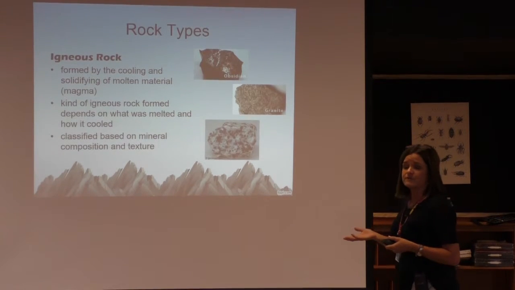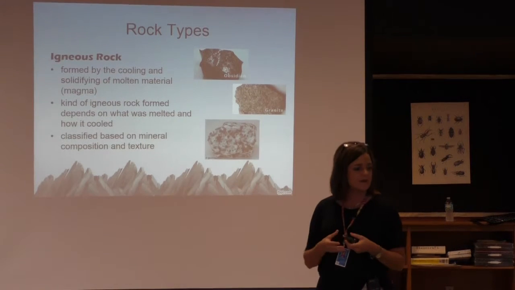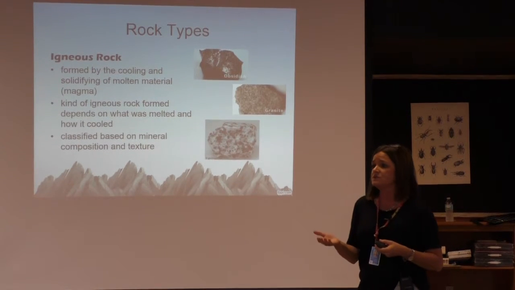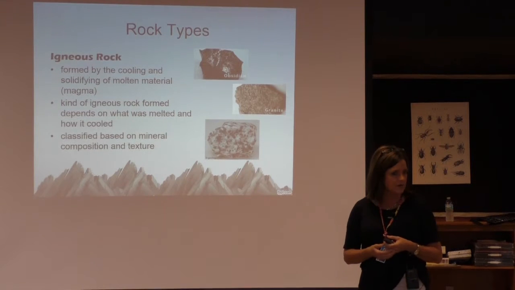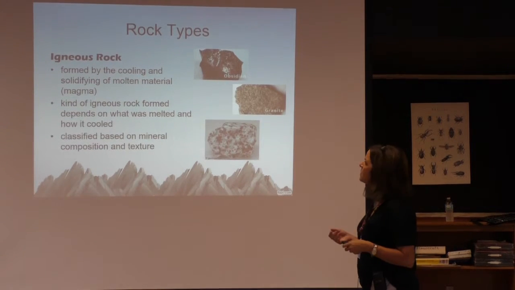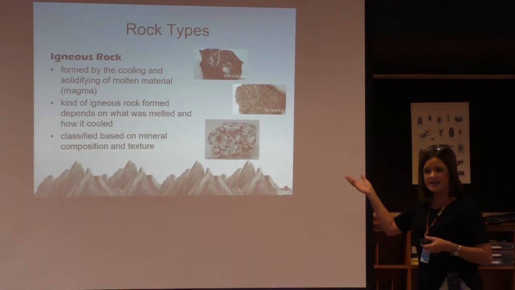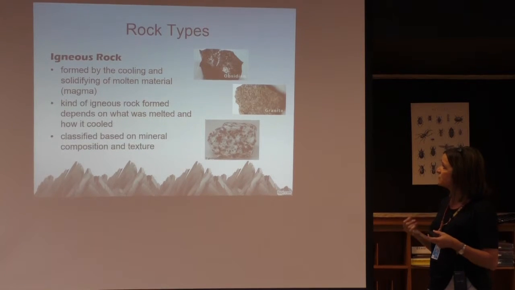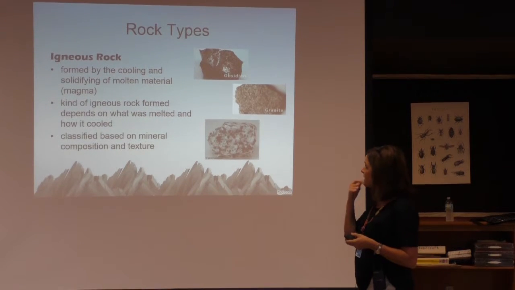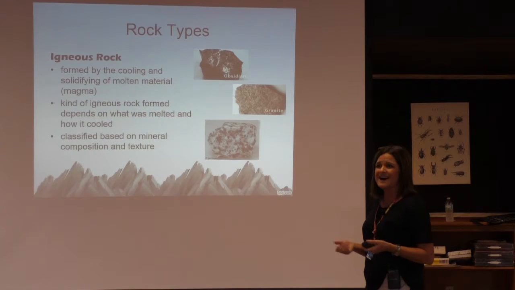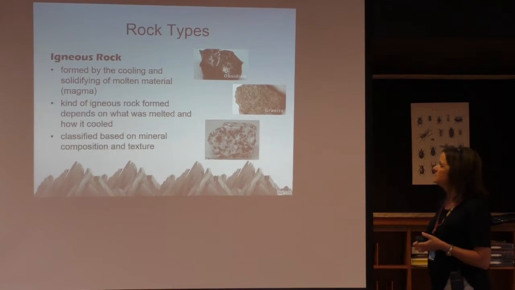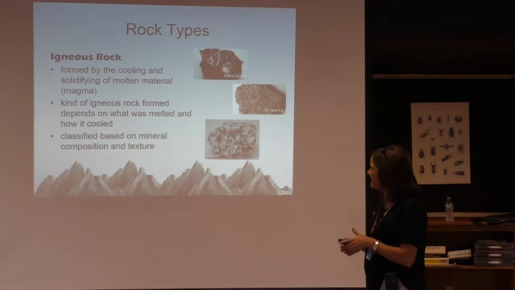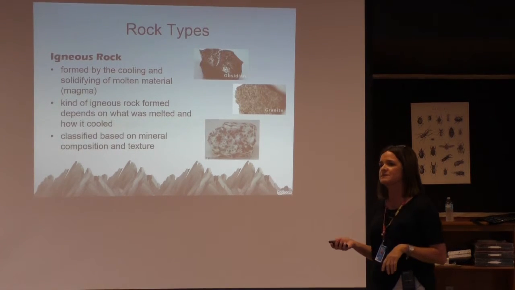Now, we're going to review the different rock types just real quick because the rock cycle will mean nothing to them if they have no clue what an igneous rock is or sedimentary or so on. The igneous rock type is formed by the cooling and solidifying of molten material. Of course, the kind of igneous rock that forms is going to depend on what was melted and how it cooled. And then we classify them based on their mineral composition and their texture.